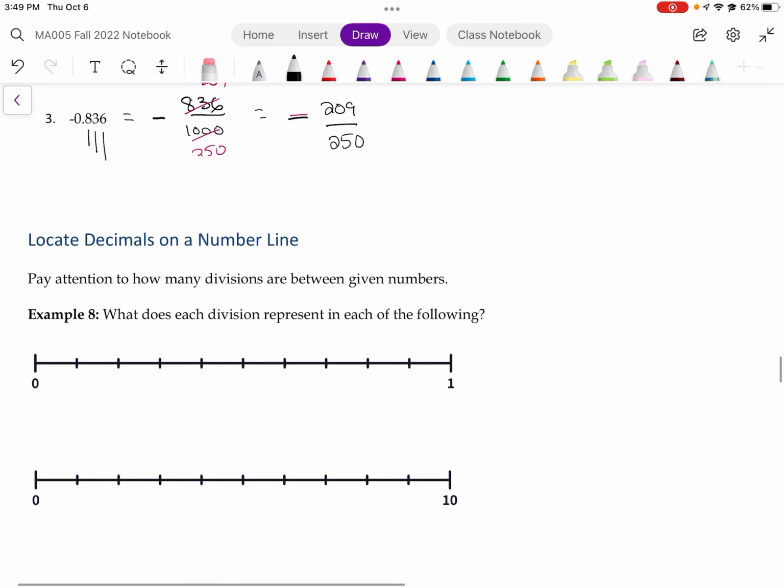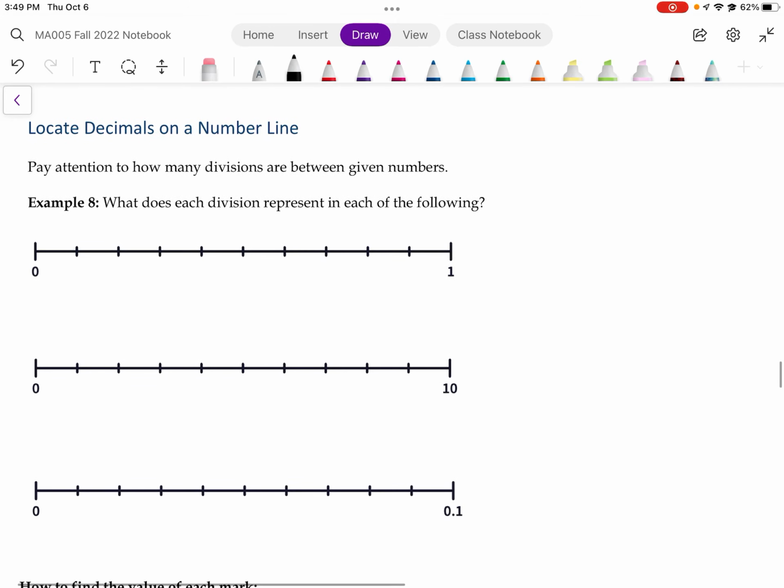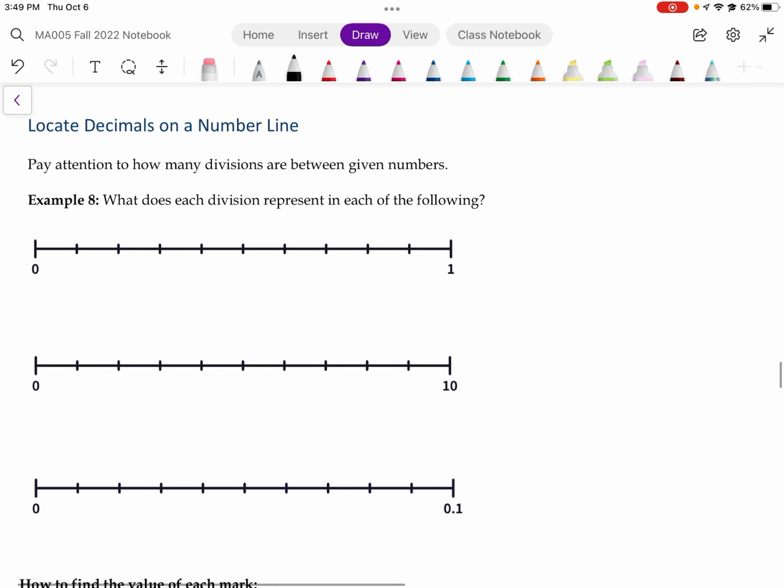All right, next we're going to talk about locating decimals on a number line. So the first thing I want you to think about with these before we do that is to pay attention to how many divisions are between given numbers so that you can figure out what each division represents, okay? So let's see, we've got 1, 2, 3, 4, 5, 6, 7, 8, 9, 10. So there's 10 divisions here, right? So all of them have 10.